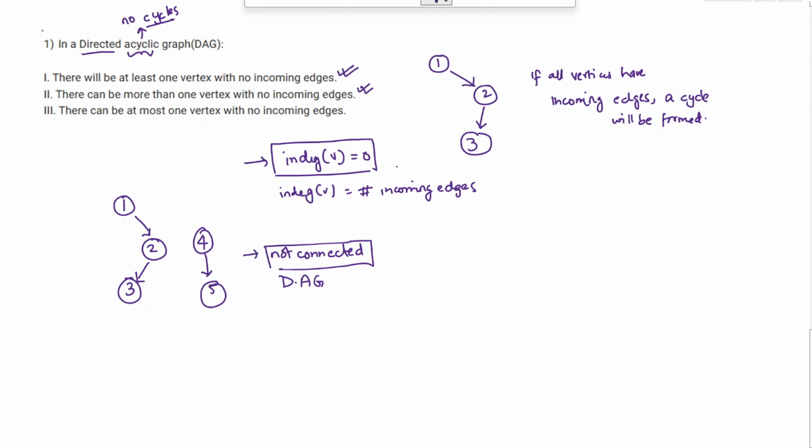The third one says there can be at most one vertex with no incoming edges. This is false, and this example is the counterexample here, right? If you look at this example, both 1 and 4 have got no incoming edges, and still it's a DAG, right?